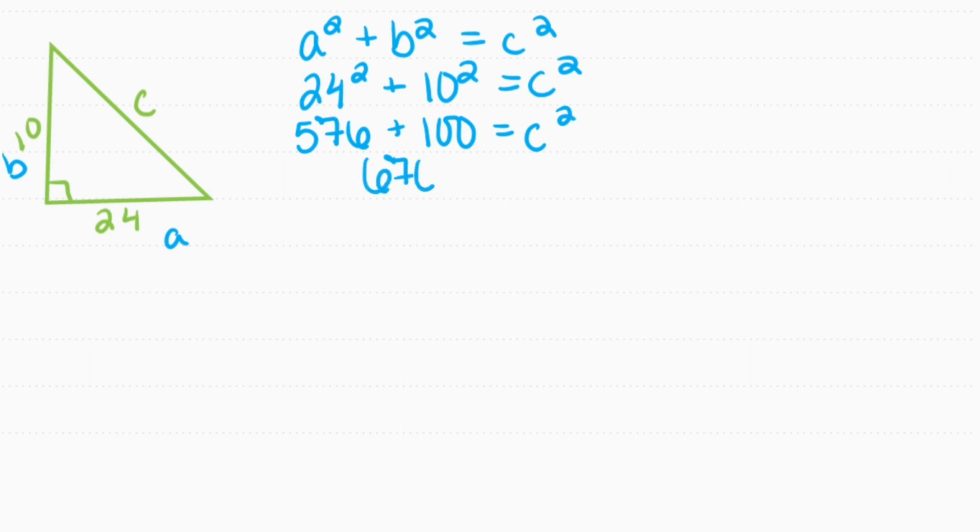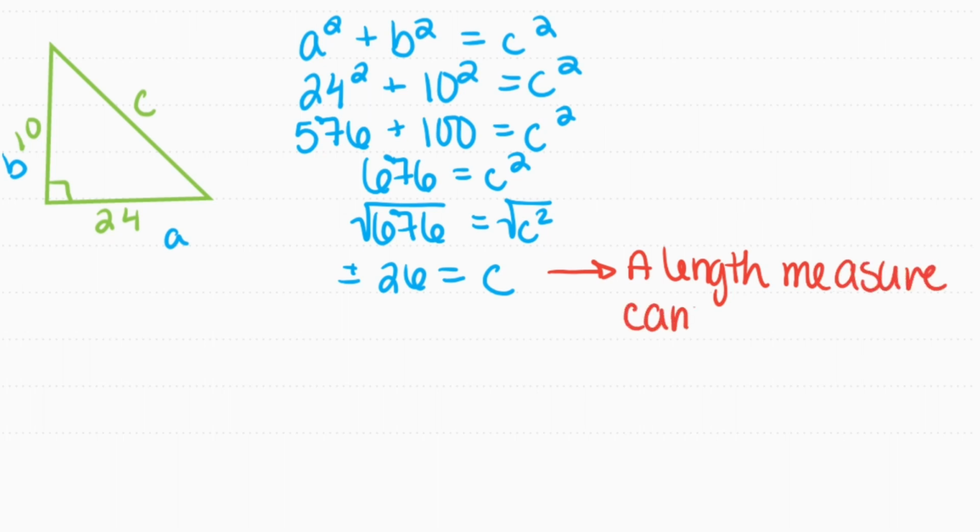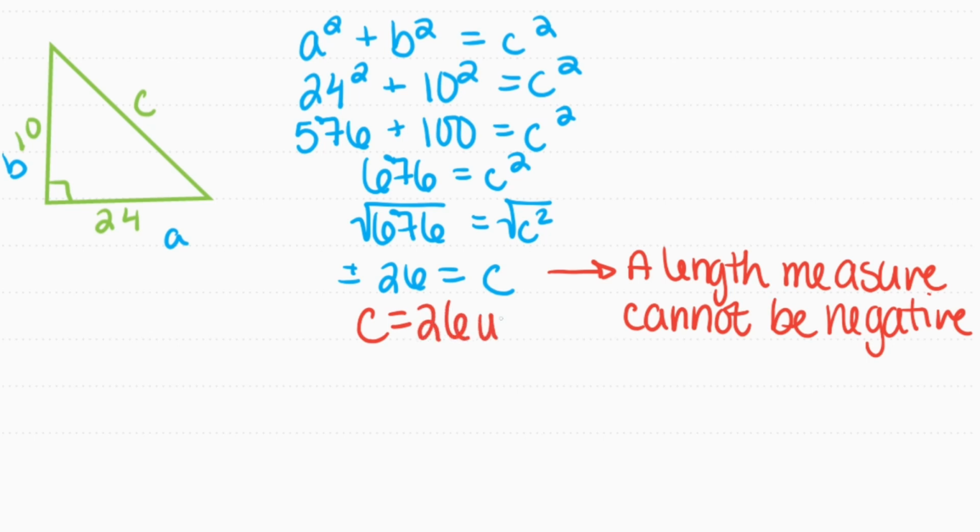676 equals c squared. And so that means that the square root of 676 equals the square root of c squared. And we get that 26 equals c. However, that's a plus or minus square root. But a side length can never be negative. And so c is going to end up being a positive 26. C is 26 units. And there we go.